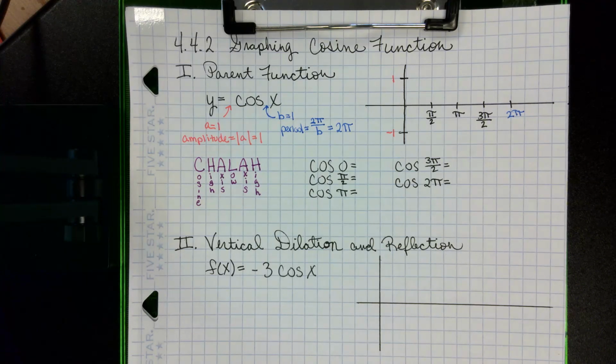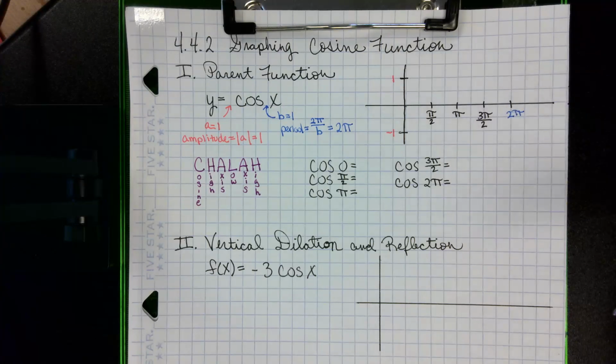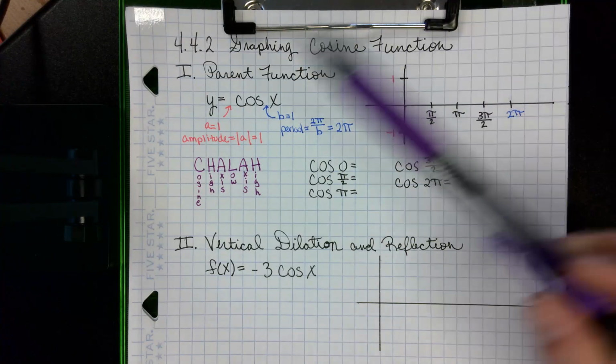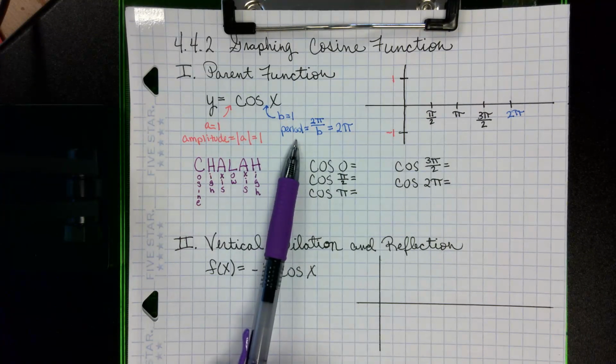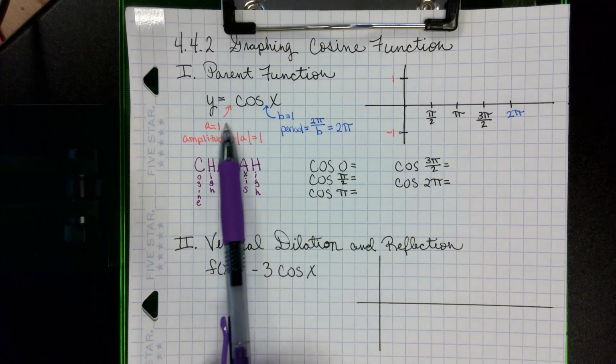Okay, so today we have Chapter 4, Section 4, Day 2, Graphing the cosine function. The cosine function is very similar to graphing the sine function. It's just where you plot your points is going to be a little bit different. So we still need the amplitude and the period. You get the amplitude from the a value. That's what's in front of your function.